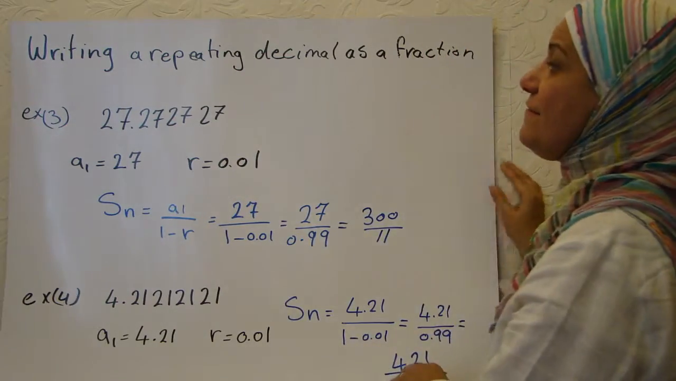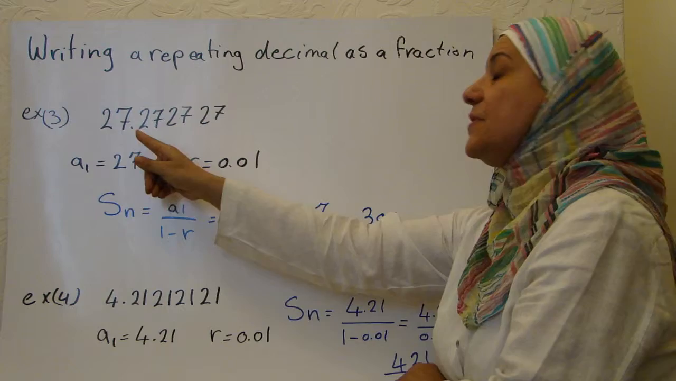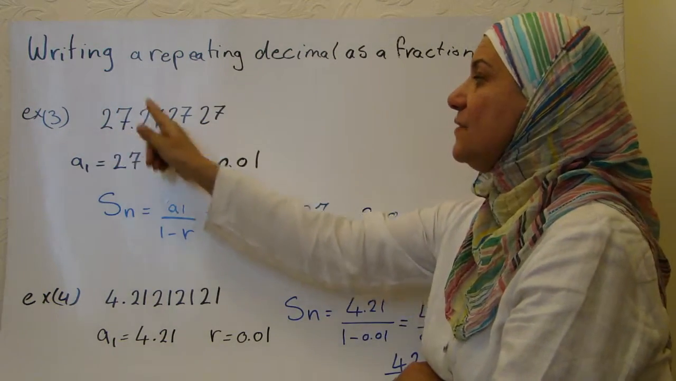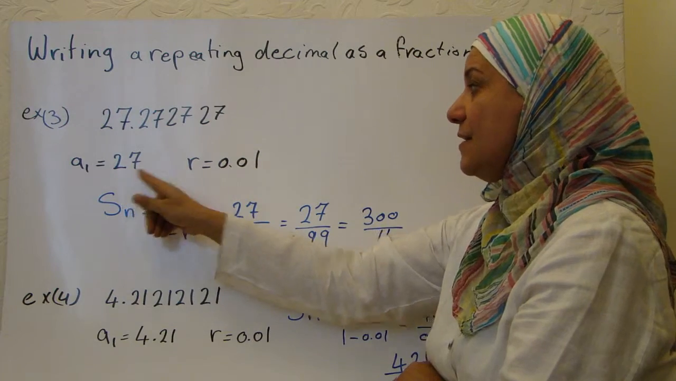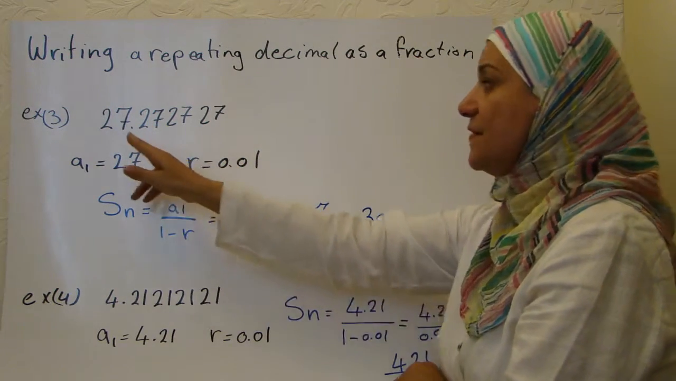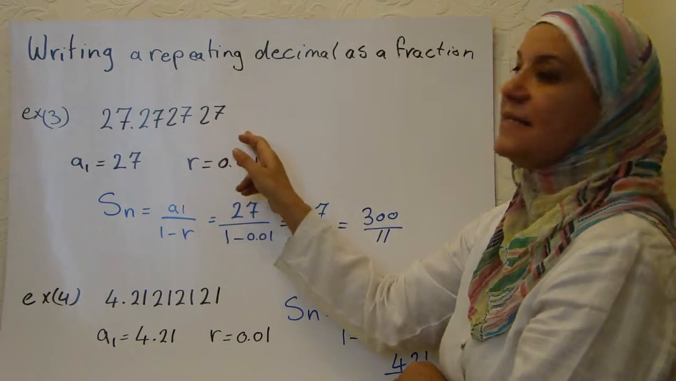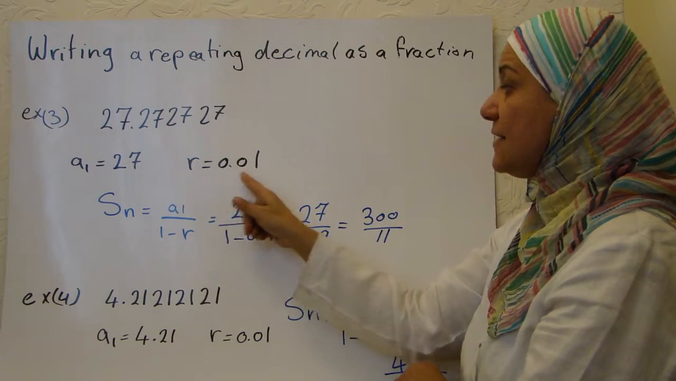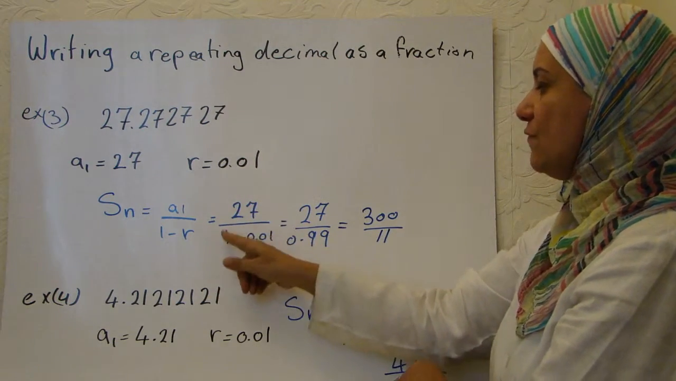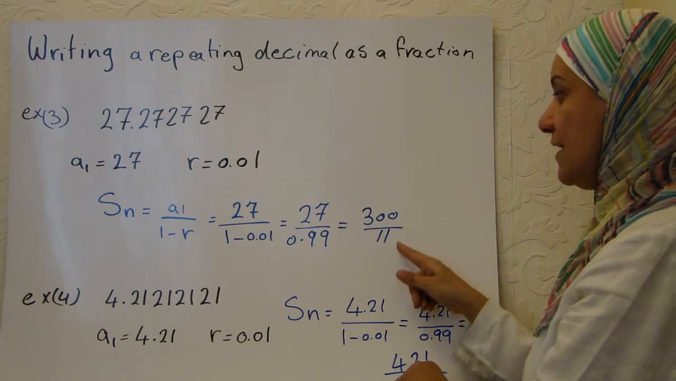What if you do have a number first before your repeated term? And it so happened that the number is the same as your repeated term. You're going to assume that the 27 is your a and the 0.01 is your r. Nothing changes as long as the 27 is repeated again and again. The same thing exactly is happening. a1 over 1 minus r, 27 over 1 minus 0.01. You get your answer, 300 over 11.